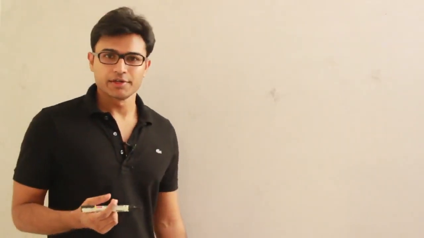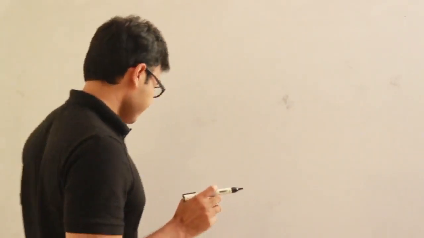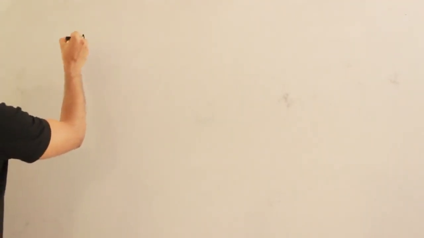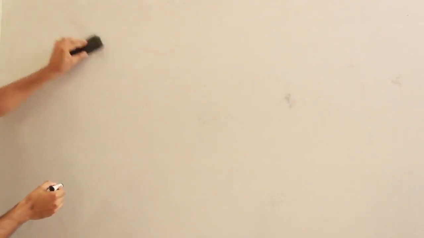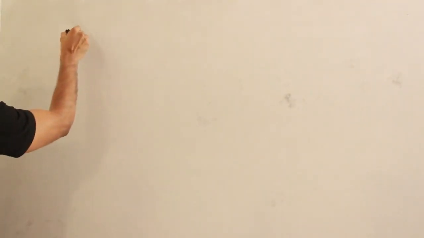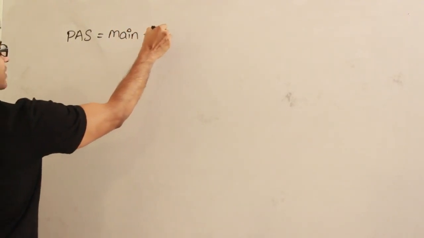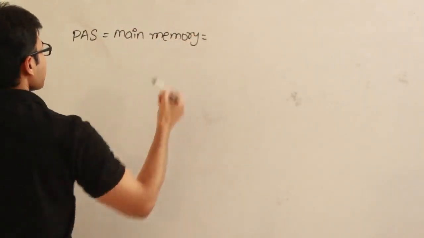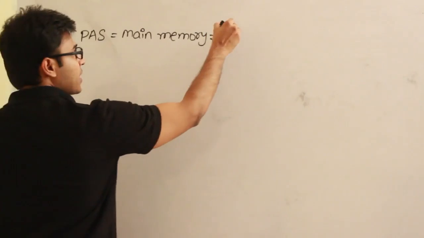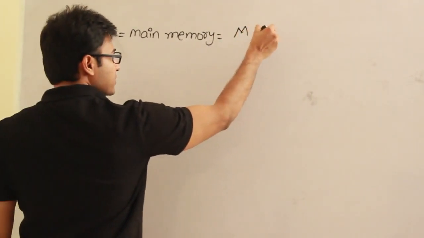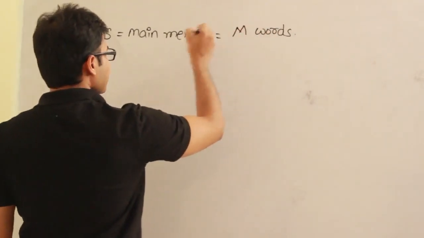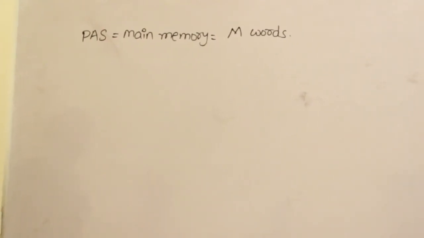Now let's put it all together: what is the main memory, logical address and physical page size. Let's put everything together now. Assume that capital M is, instead of saying capital M, let us say physical address space is equal to main memory size, isn't it? I'll not say this again and again, but it is the last time. Physical address size is equal to main memory size, and let us say it is M words. So capital M words represent the physical address space, which is equal to the main memory.